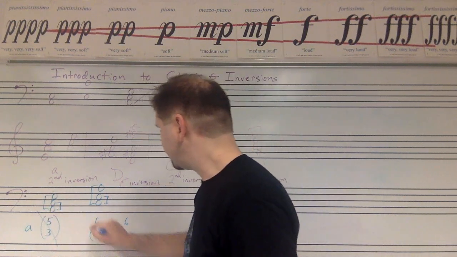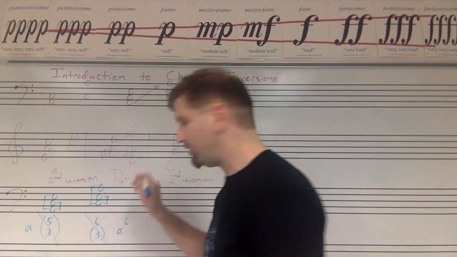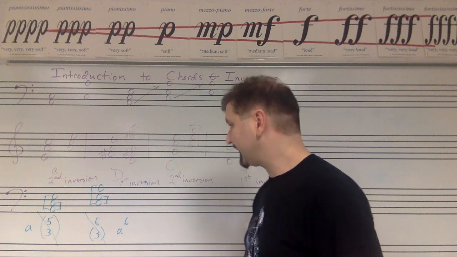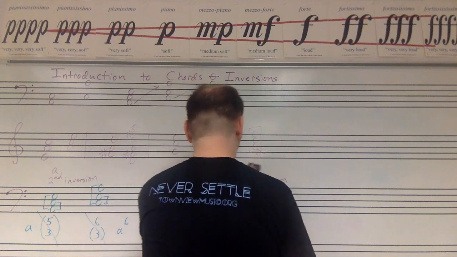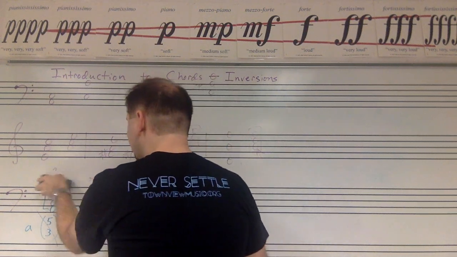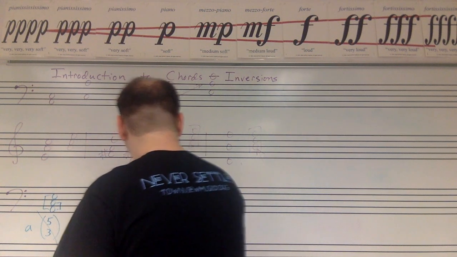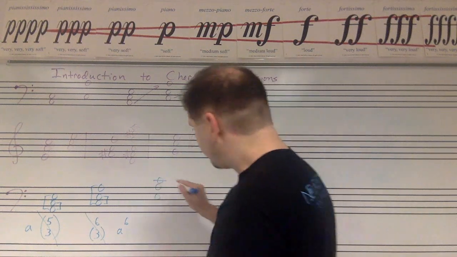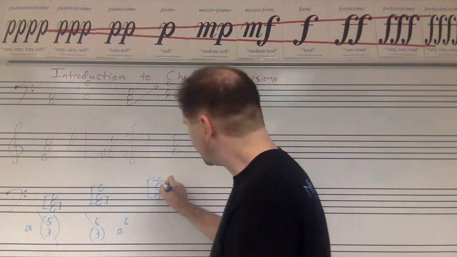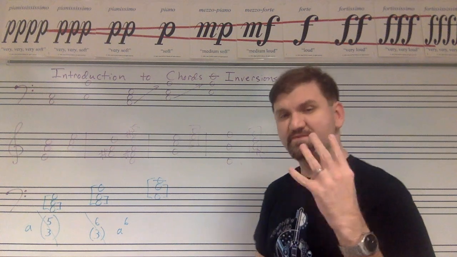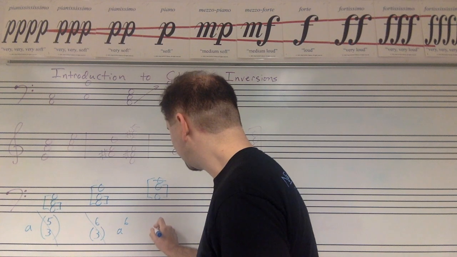I'm not going to call this a 5-3, and I'm not going to call this a 6-3. This is just going to be a, and this one is just going to be a with a superscript 6. Now what if I do it again? Then I've got E, and then A, and then C. Now I have an outside interval that's a sixth again, which is kind of an odd little coincidence. But this is no longer a third. This is now a fourth. So this would be 6-4.